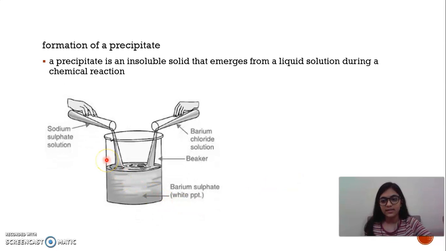Over here in this example, we can see that sodium sulfate solution and barium chloride solution have been mixed together in this beaker, and they react to form two products. One is sodium chloride, which is a soluble substance and dissolves in the solution, and two is barium sulfate, which is a white insoluble solid or precipitate which does not dissolve in the solution and instead forms at the bottom of the beaker. The formation of a precipitate is known as precipitation.